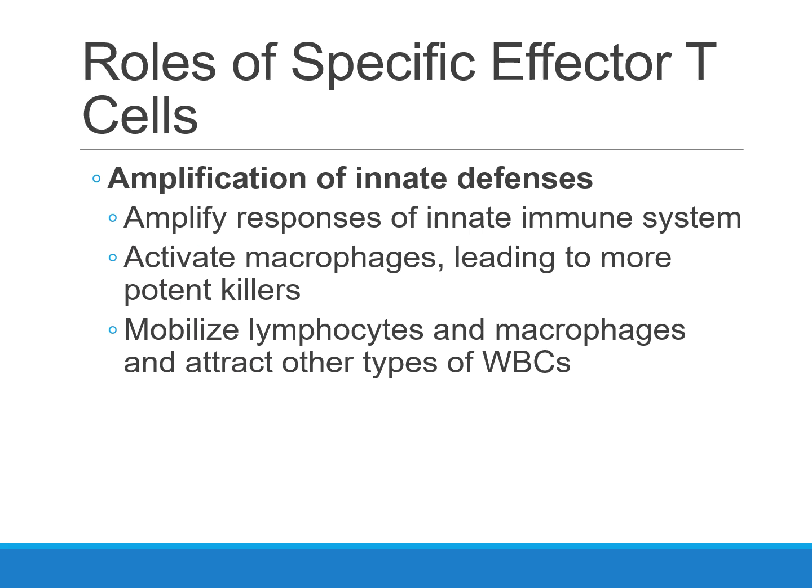T cells also cause the amplification of the innate defenses that we learned about in part one. This amplifies things like macrophage activation, which leads to them being even more potent killers than they already are. It mobilizes lymphocytes and macrophages, and helps to attract other types of white blood cells. So T cells are even important on the innate side.